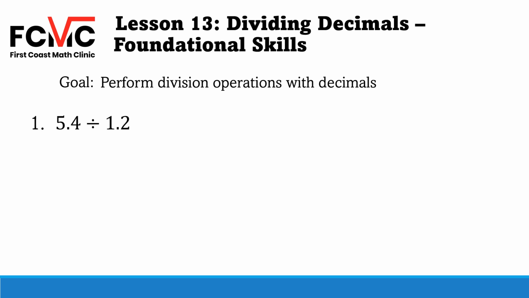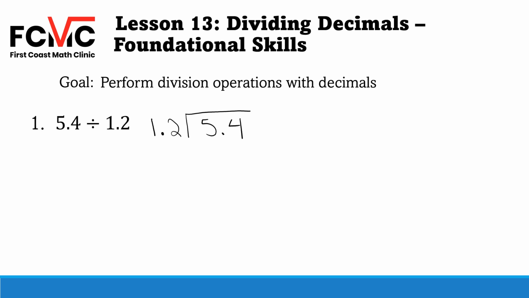So let's start with our first example. We've got 5 4/10 divided by 1 2/10. So in our division problem, that 5 4/10 is going to go under our division sign, and then the 1 2/10 is going to go outside of our division sign. And the first thing we're going to do to make our math a little bit easier is see if we can actually get rid of our decimals. And to do that, we're going to move our decimal values to the right.